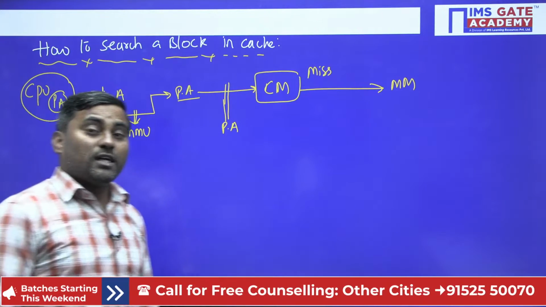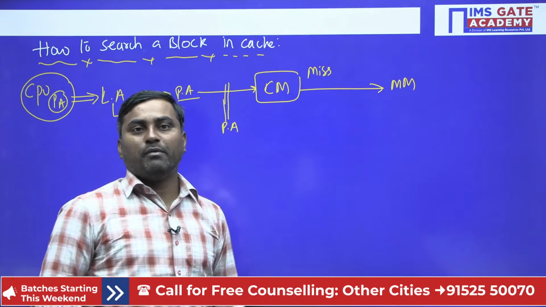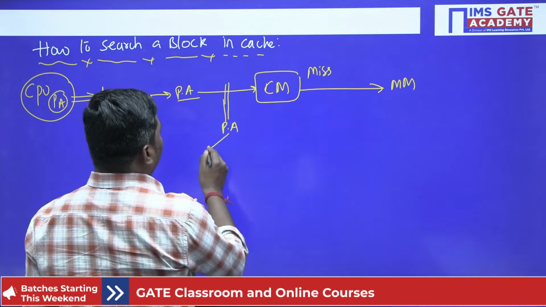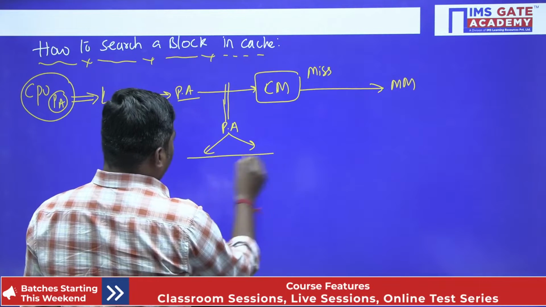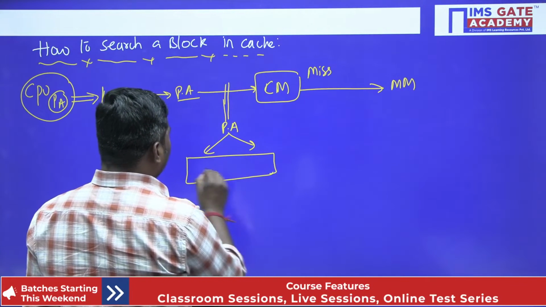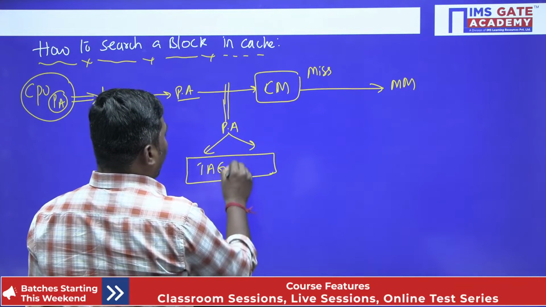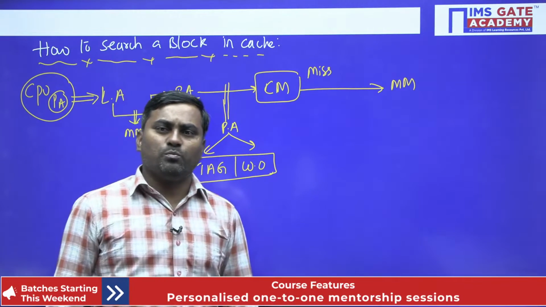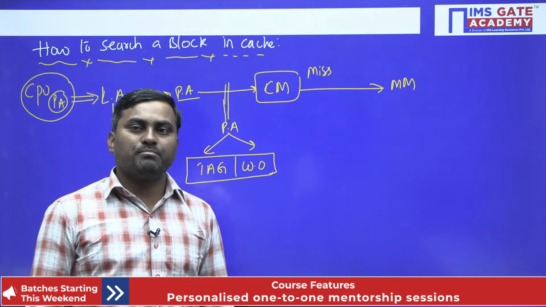So this physical address, in the case of direct address mapping, was divided into 3 parts. Now, how many parts should it be divided into in fully associative mapping? It is only 2 parts, please understand. One is the tag, the other is the word offset. That's it, only tag and word offset. So why is it 2?